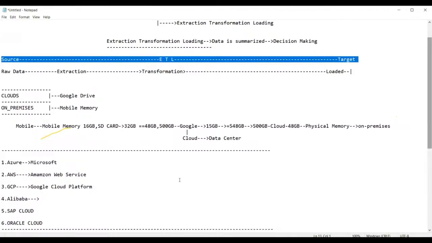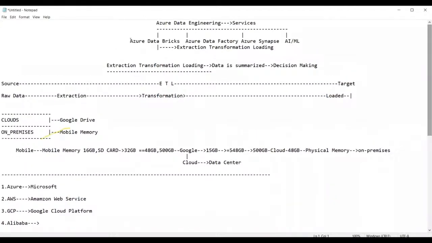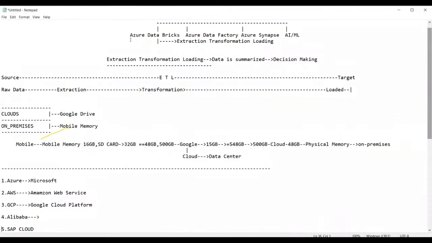Already this is also extraction, transformation, loading done. But my question is, what is exactly the use of ADB, that is called Azure Databricks? What does it do? We have to understand this. So now guys, let us come back here.